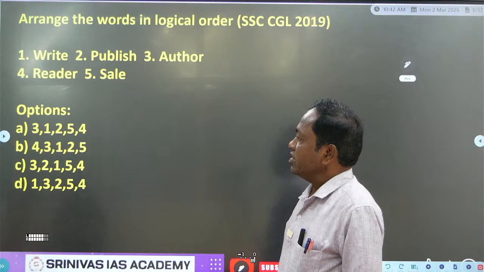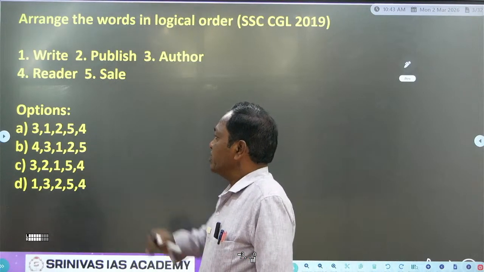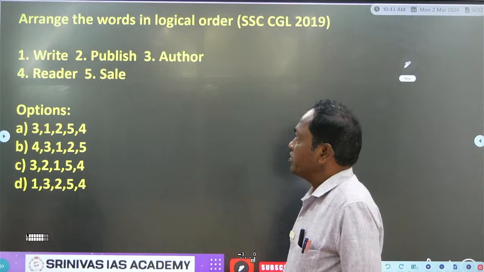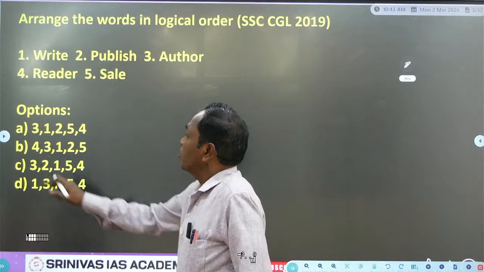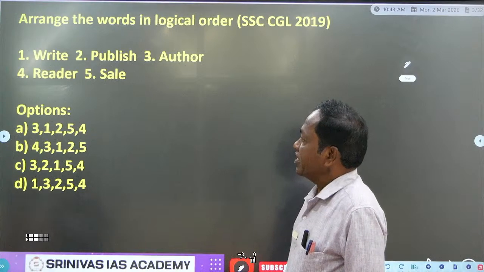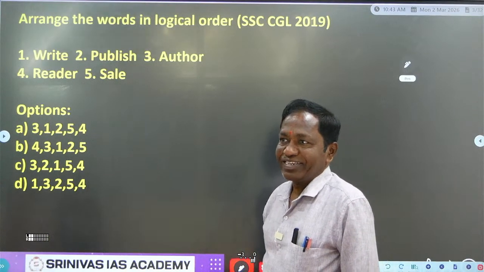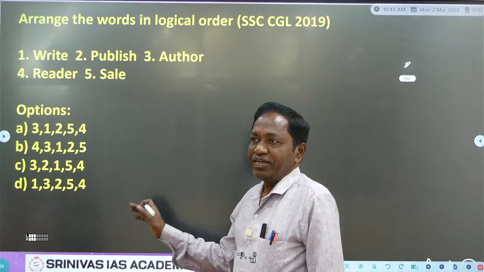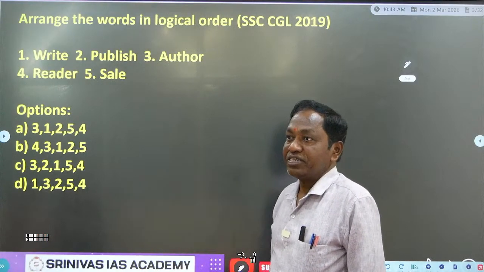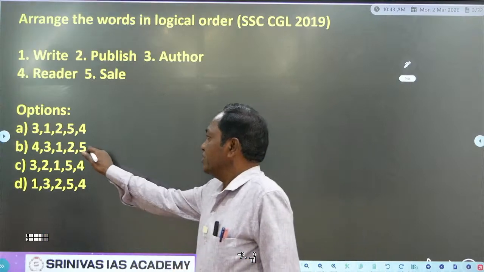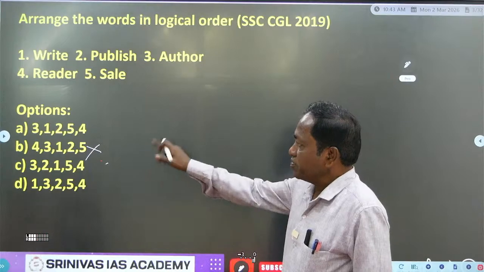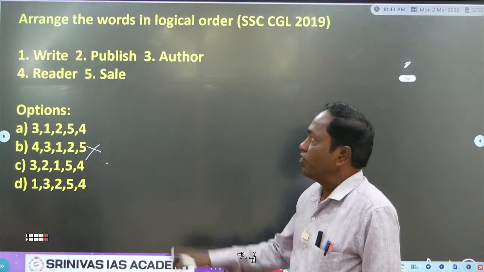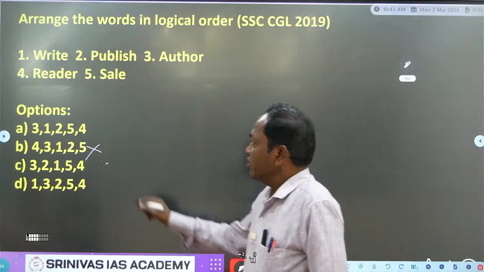Okay, if you think sale is the last one, then there is only one such option. And then 5, what is the fourth? What is the fourth one? Reader. Reader will not be the first one because author is there, publisher is there, writer is there. Definitely this option is not correct. Right. Next to all 3 options is 4. Options, if you see the 4, what is the fourth one? Reader. All will qualify.